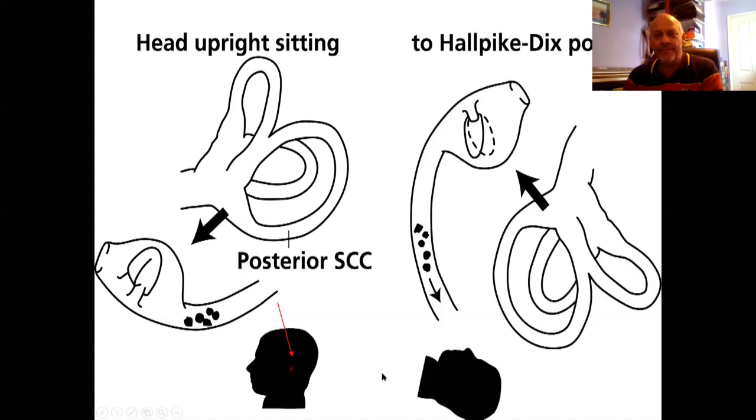And then we do a test, and we put the head back over the edge of the bed. Well, look what gravity does. These little stones, gravity makes them move in the posterior canal. They roll down there, and that makes the fluid move. When the fluid moves, your eyes move, and we look at your eyes and say, oh, look, you've got the crystals, because your eyes just don't move nicely. They violently spin because they're moving fast.